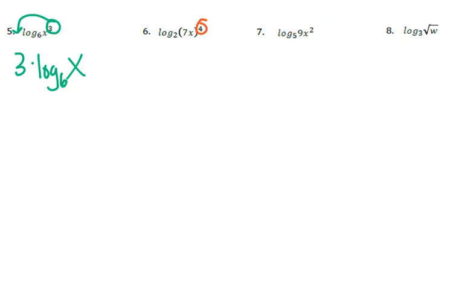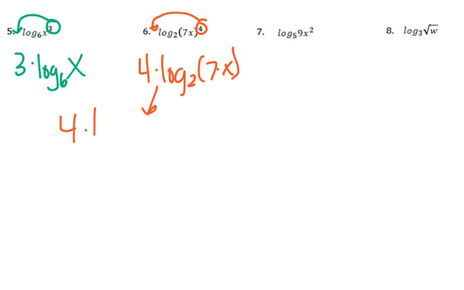So first I have the power rule, so that comes down and becomes 4 times log base 2 of 7 times x. Then we split it up, and we get 4 times log base 2 of 7 plus 4 times log base 2 of x. So that 4 splits up with both of them. Okay.